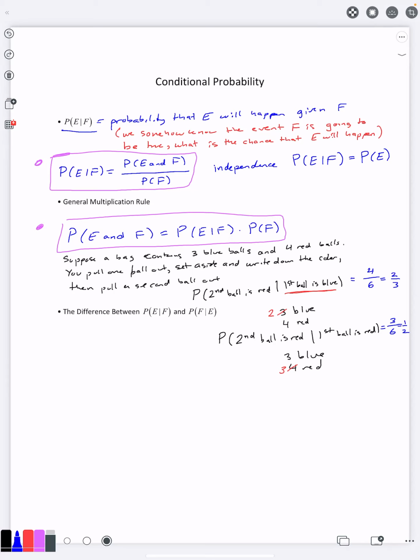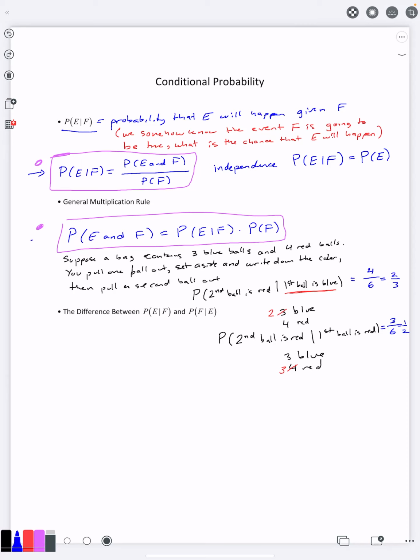So you see, depending on whether the first ball was blue or the first ball was red, it changes the probability here. That means they're not going to be independent events. Anyways, sometimes you can just look at a problem and try to figure out what this conditional probability is, but more often you would use this formula up here to calculate a conditional probability.